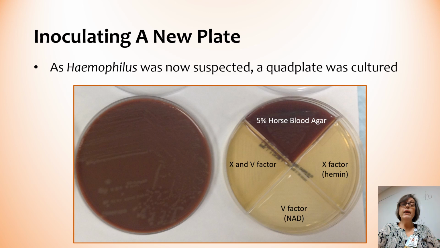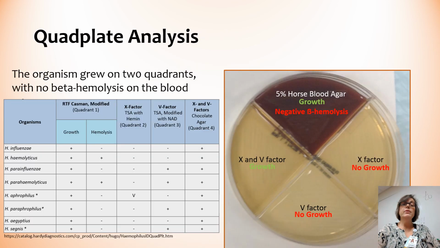I inoculated quad plates. The quad plates contain 4 quadrants, one that has 5% horse blood agar, one that has X factor alone, one with V factor alone, and then one with X and V factor. My plate, in fact, grew on the 5% horse blood agar and the X and V agar. None grew on the X factor or the V factor alone.